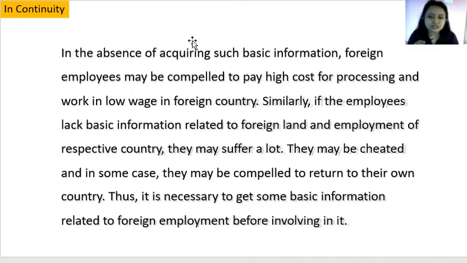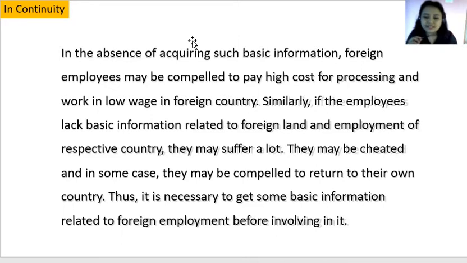In the case of Nepalese people, this sort of fraud, we can hear in the news so many times. So why is this happening and repeating again and again? This is because of the lack of knowledge among the people regarding the foreign country, regarding foreign employment. So this is the case.